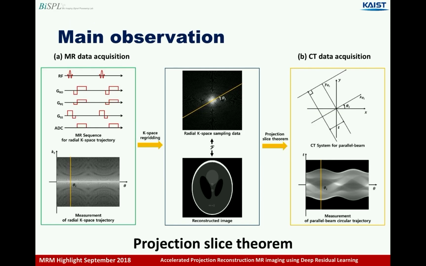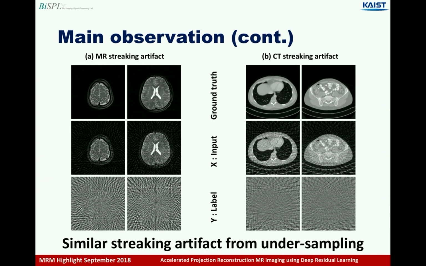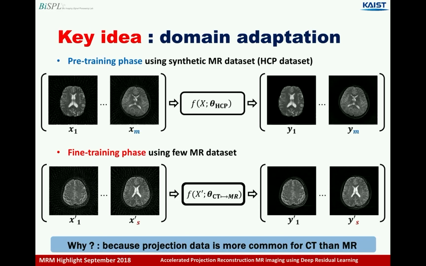Based on the projection slice theorem, the radial k-space data is exactly equal to the measurement of parallel beam CT data after taking a 1D Fourier transform along the radial direction. Then we observe a similar streaking artifact pattern from undersampling between MR and CT systems. Due to our observation, we propose a domain adaptation method.